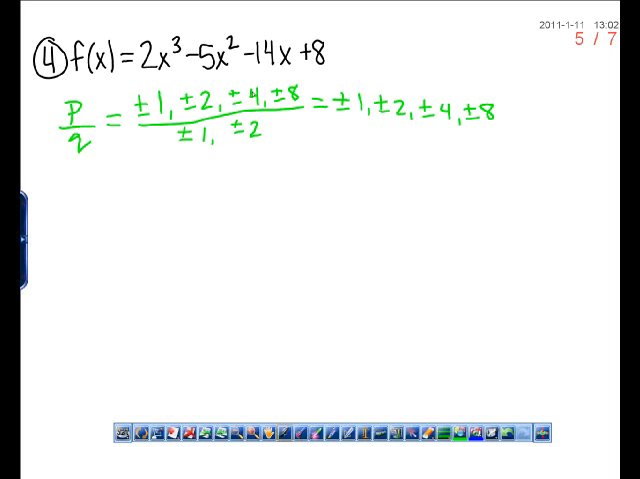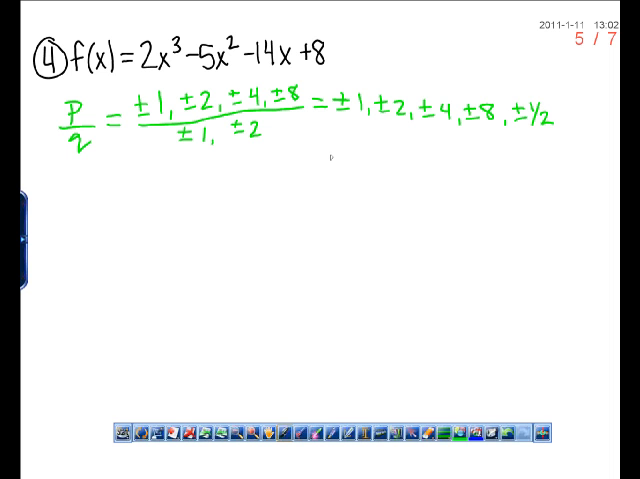Because if I divide 2 by 2, 4 by 2, or 8 by 2, those numbers are already on there, right? The only one that's not on there is if I divide 1 by 2. It's plus or minus 1/2. Would you get rid of plus or minus 8? Nope, because 8 over 1 is still plus or minus 8. So you go through this list and divide by the first number, go through this list, divide by the second number, go through this list and divide by the third. So here are my list of possible roots.